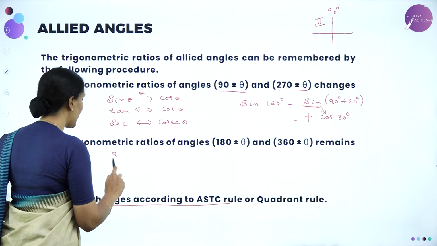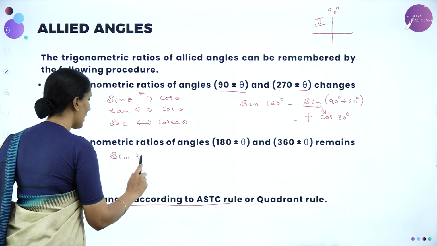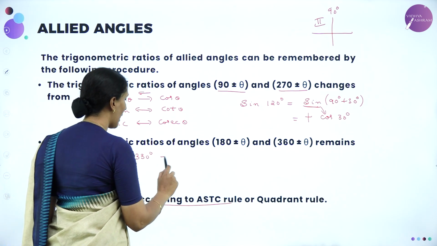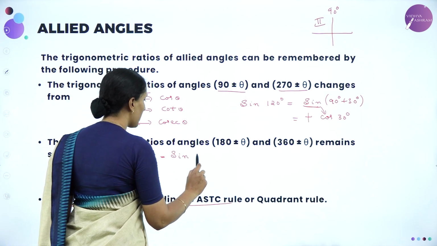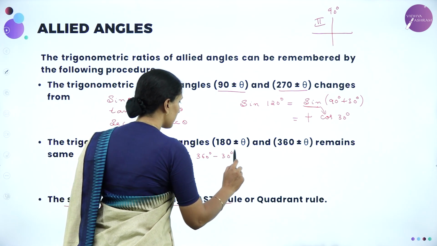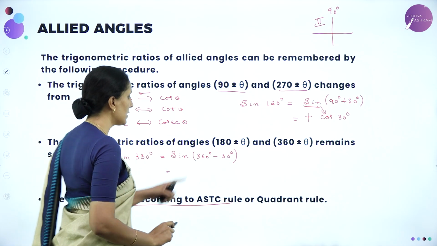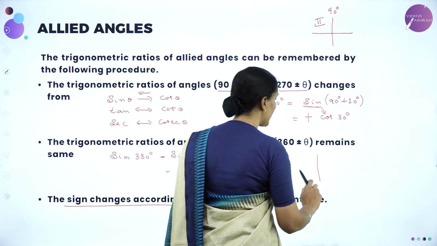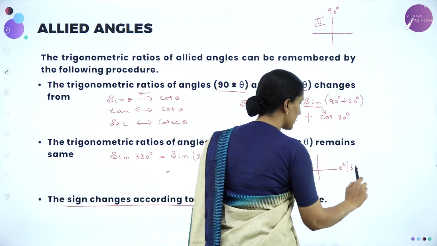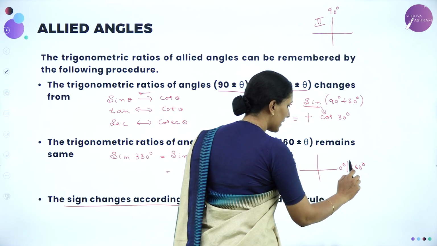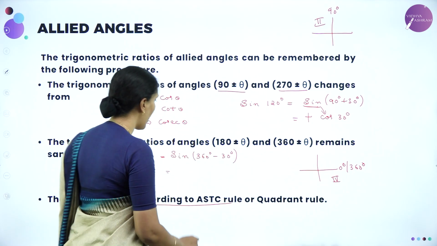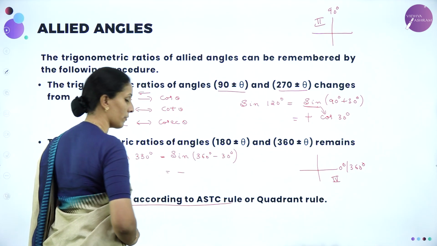For example, I will take an example of sine 330 degree. So sine 330 degree can also be written as sine 360 degree minus 30 degree. Now remember, sine 360 obviously comes here, so this is only 0. After one rotation, this is 360. So whenever we say 360 minus theta, it comes in the fourth quadrant. And in the fourth quadrant, your sign is negative.